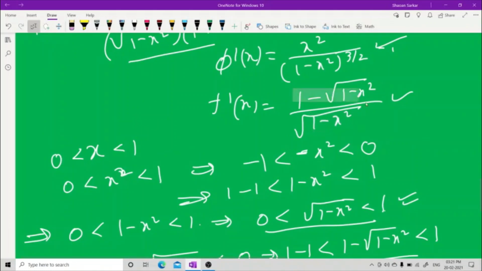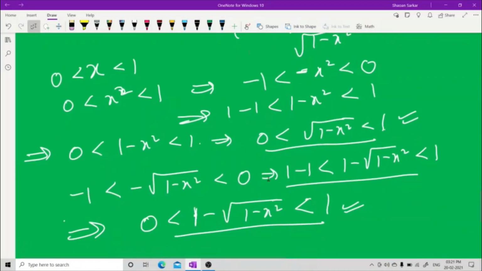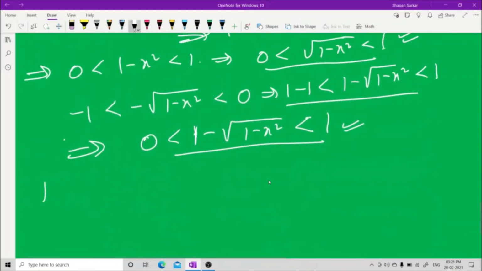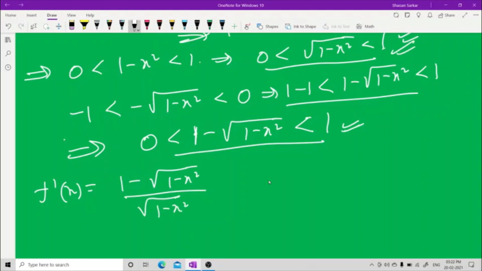Therefore, the numerator is positive. The denominator is positive. So f dash x is greater than 0. This quantity is greater than 0. So now from these two equations, we see that f dash x is (1 minus under root 1 minus x square) upon under root 1 minus x square. Now from here it is greater than 0, and from here it is greater than 0. That means f of x is increasing.